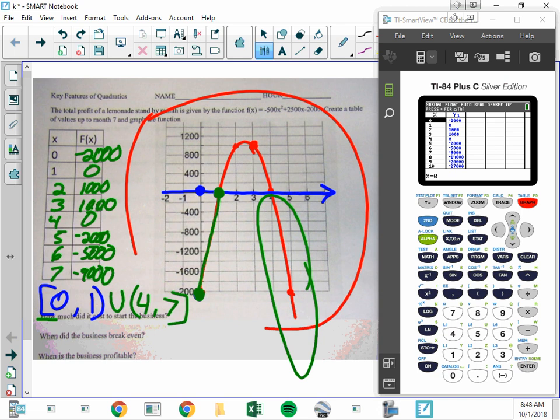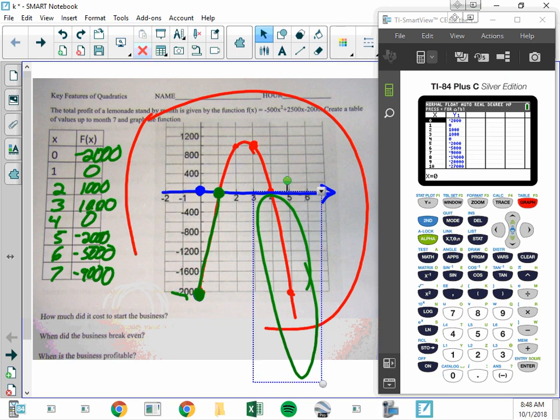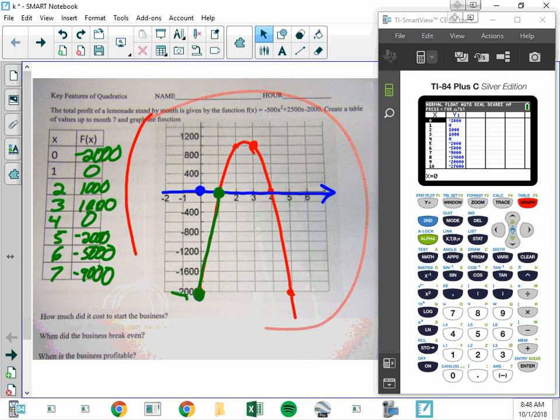When is the stand making money? So we just talked about when the stand is profitable, which means you look in the bank account and the number in the bank account is positive. Okay, that's a different question than asking, when is the company making money? So how do we know when the company is making money? When the graph is going up.